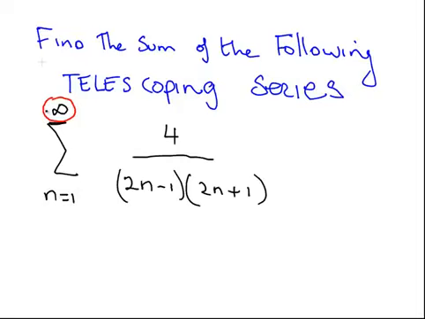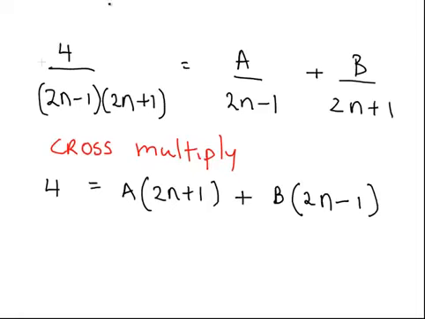What we're going to do here is restructure this expression. This is the main component here: 4 over 2n minus 1 times 2n plus 1. We're going to restructure it and split it up into two separate fractions. So we have 4 divided by 2n minus 1 times 2n plus 1, and we're going to split it into a over 2n minus 1 and b over 2n plus 1.